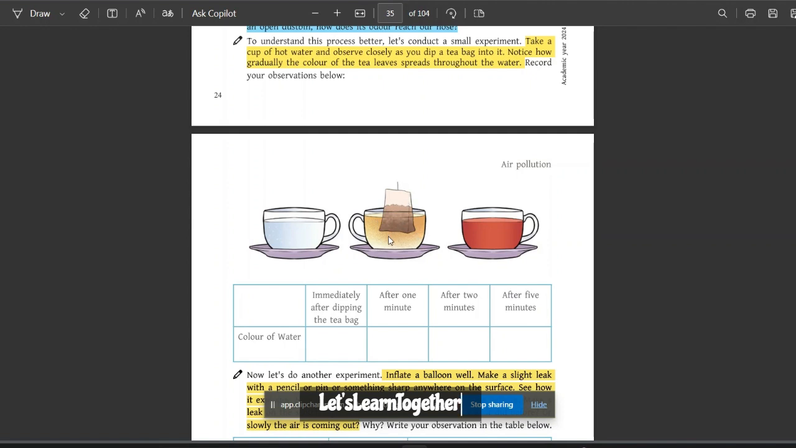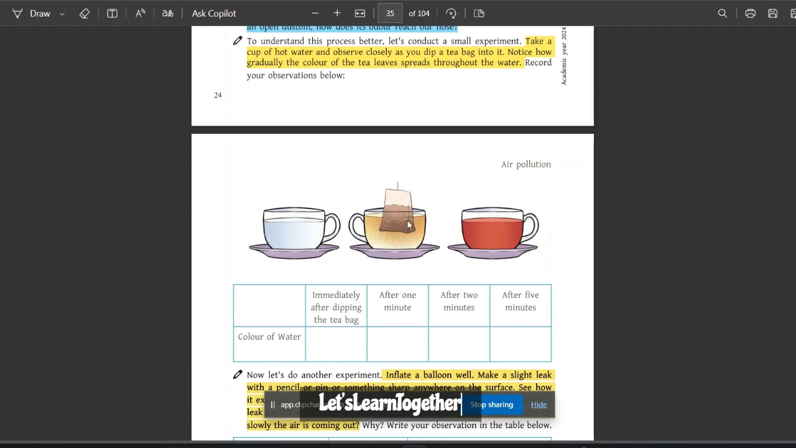This can also be called osmosis, as we learned. Probably we know what osmosis is, or if you don't know, osmosis is just the same as diffusion. The difference is that in osmosis, there will be a membrane between the two regions, the region having higher density and the region having lower density. So here you can see the tea bag is acting as the membrane, right?